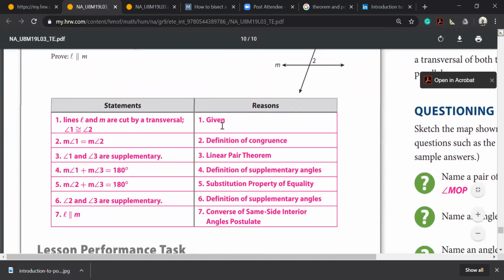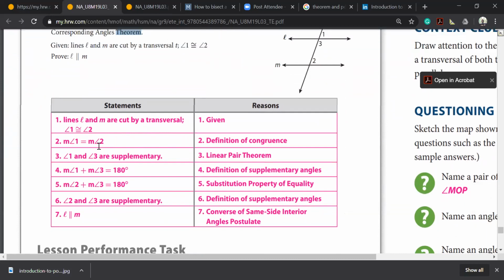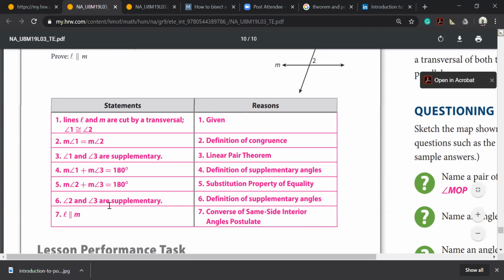First of all, the given, and then the definition of congruence, the line that actually doesn't have a lot of importance. And then 1 and 3 are supplementary because they are a linear pair. It means that the addition is 180, which is the definition of supplementary. And since angle 1 is equal to angle 2, we can remove 1 from here and put 2 instead using the substitution property of equality. Since they are supplementary, using the converse of the same side interior angle postulate, L is going to be parallel to M. Right?